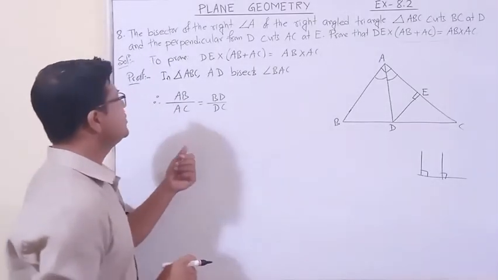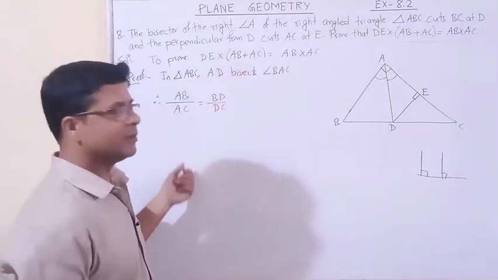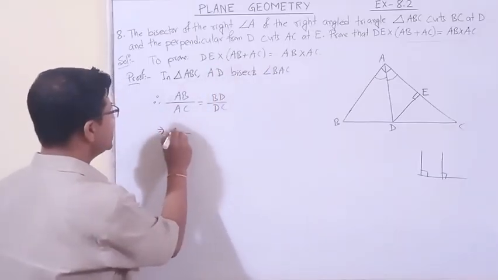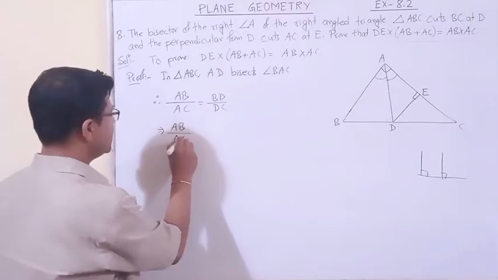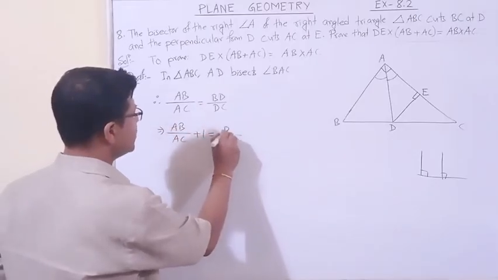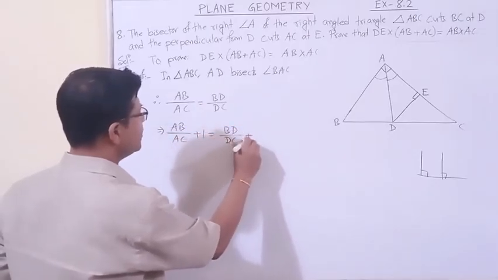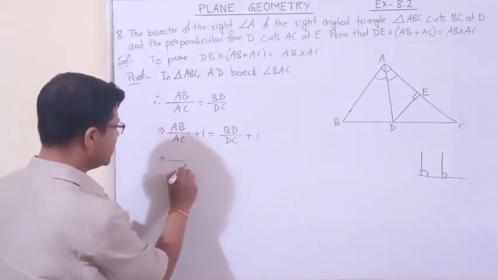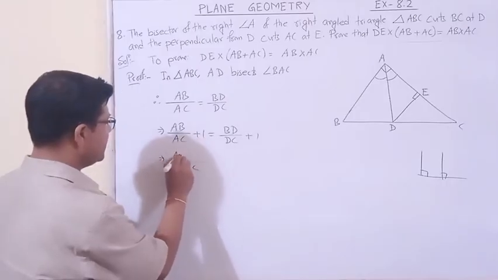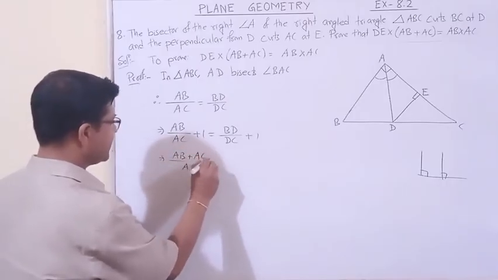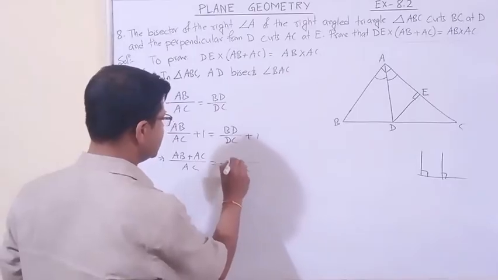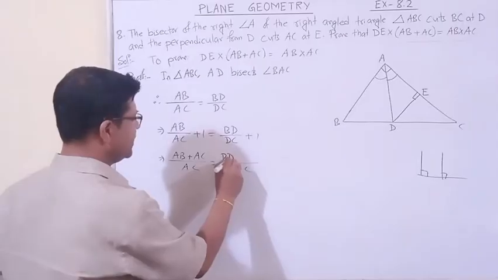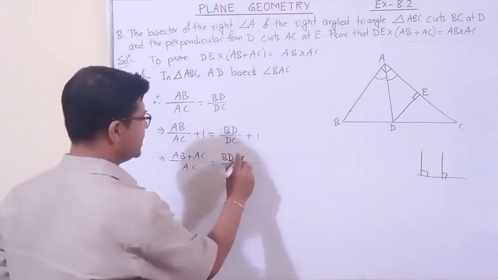Okay, dear student, but here you see, we need AB plus AC, but we have got this. So to get AB plus AC, what do we do? We can add 1 on both the sides. Why? Because we want to obtain this. Let us take the LCM. What is the LCM here? AC. So it is AB plus AC. And here this is DC. This is LCM. So DC by DC is 1. 1 into BD is BD. DC into 1 is DC.